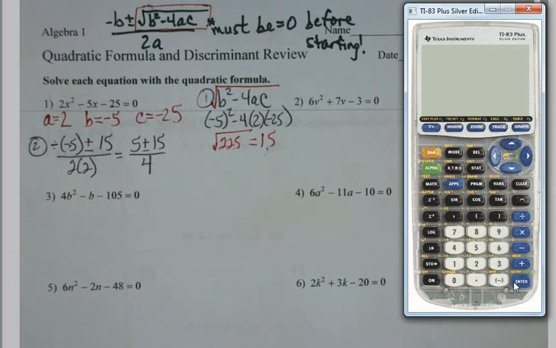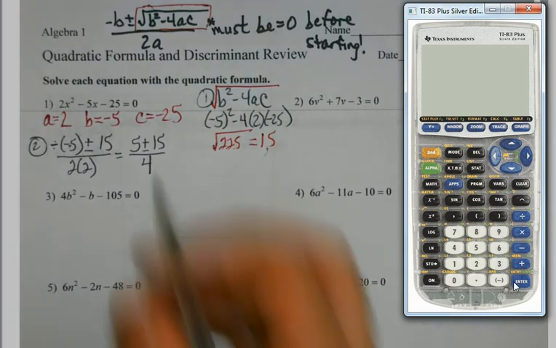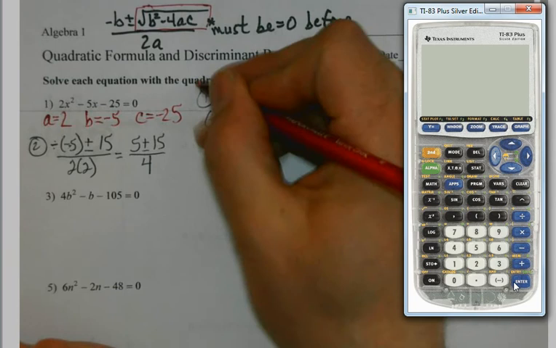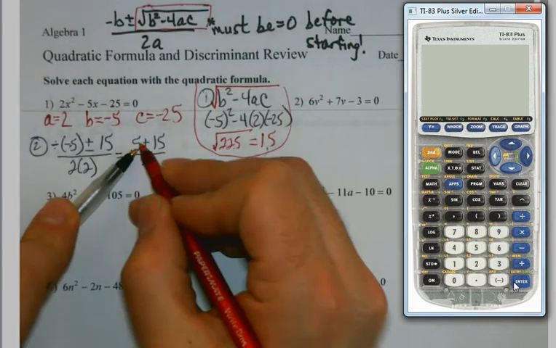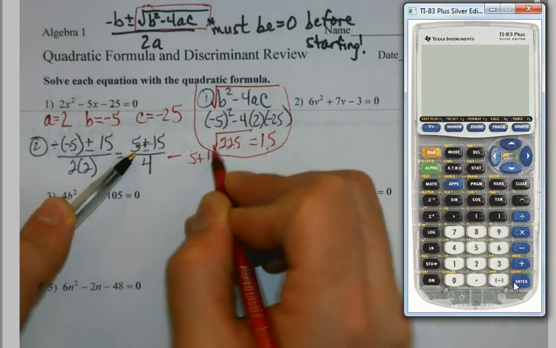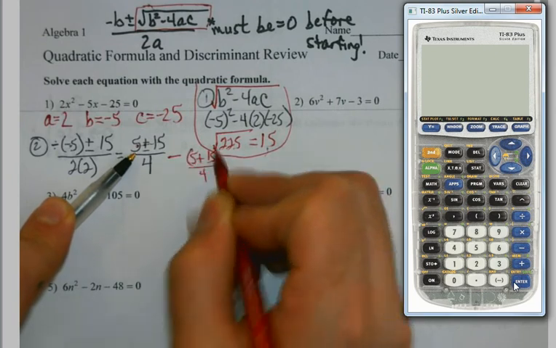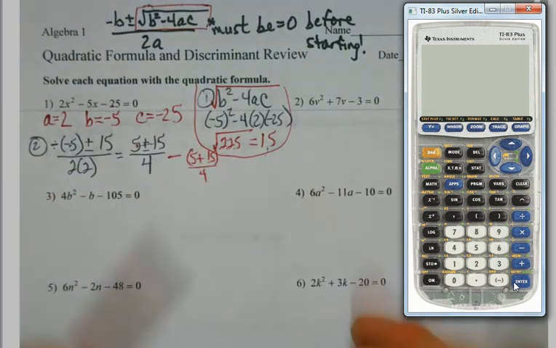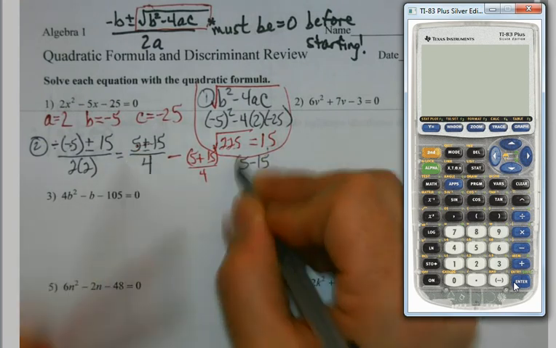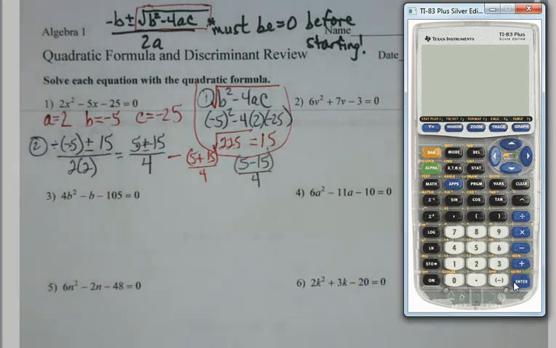And the last thing I have to do, I've got one piece left, because I'm not just going to leave my answer this way, because I can simplify it. So I notice it says 5 plus 15. So I'd have 5 plus 15 divided by 4 and get an answer. And I also have 5 minus 15 over 4 and get an answer.